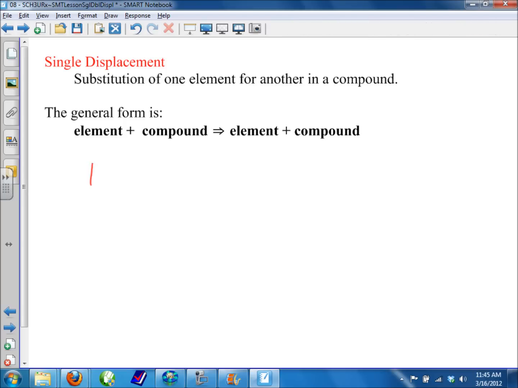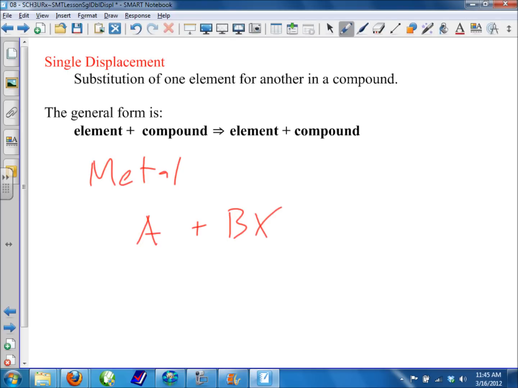We're going to be talking about metal replacements. So if you want to think of it as metal A, and we've got the compound being BX, in this particular case, A and B are going to undergo a swap. So this will turn into AX plus B.